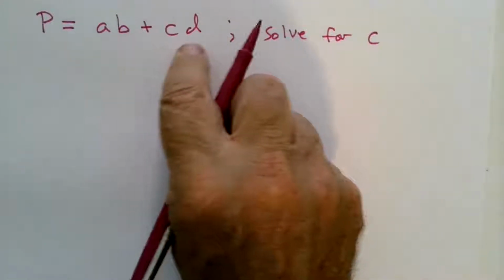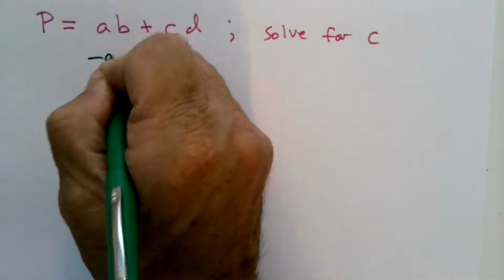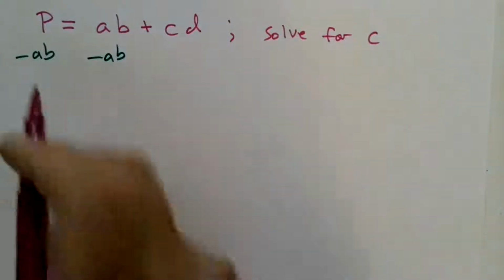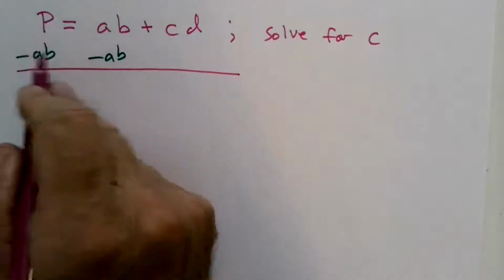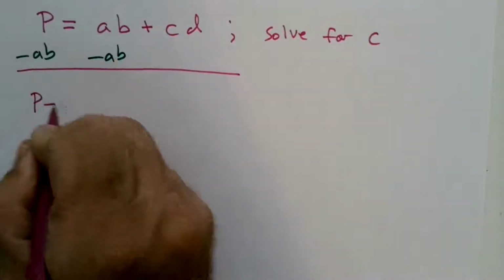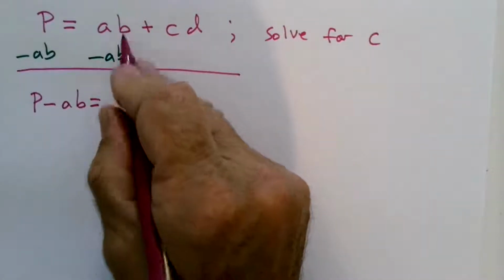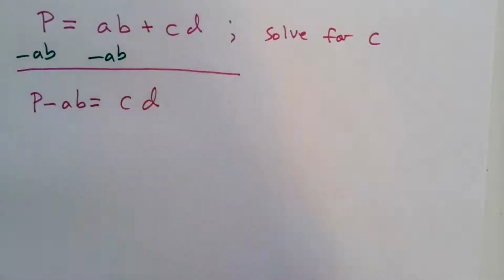So D is multiplying C, AB is adding. We're going to get rid of the addition first. So I'm going to subtract AB from both sides. Subtract AB here, subtract AB here, or add negative AB, if you want to think of it that way. On the left-hand side, I have P minus AB. On the right-hand side, AB plus negative AB is 0. 0 plus CD is CD.